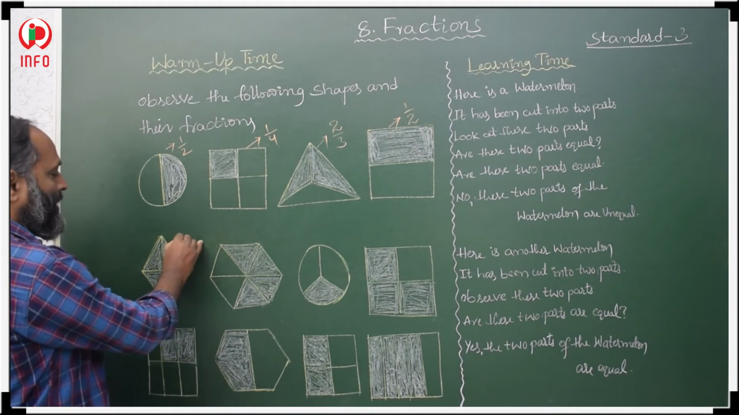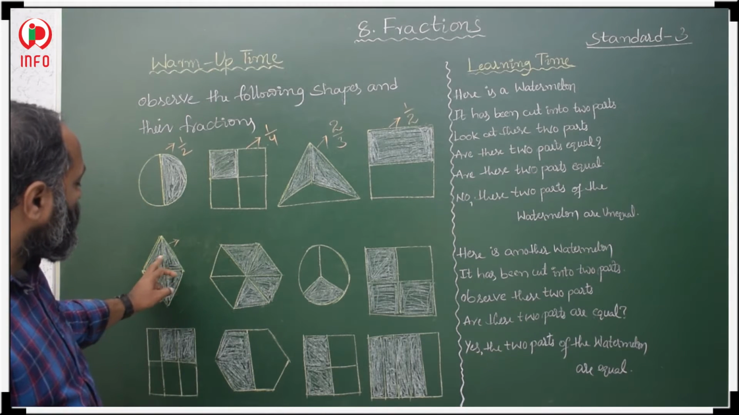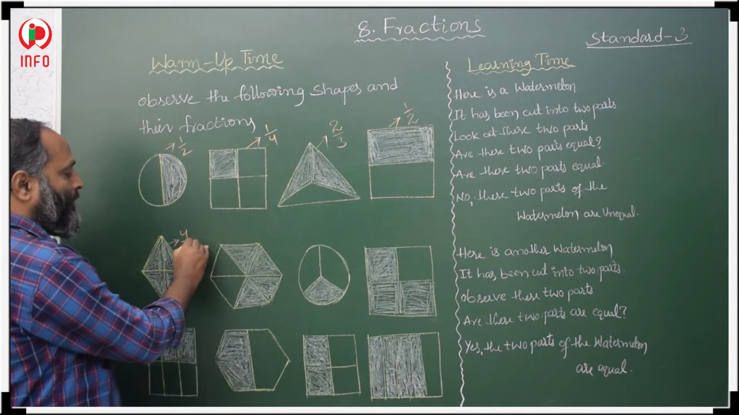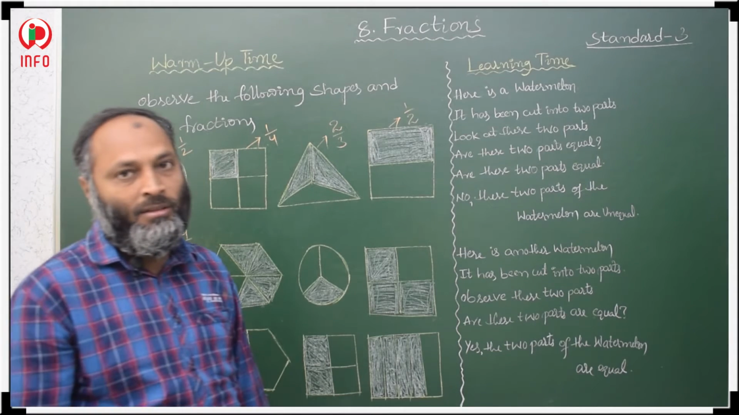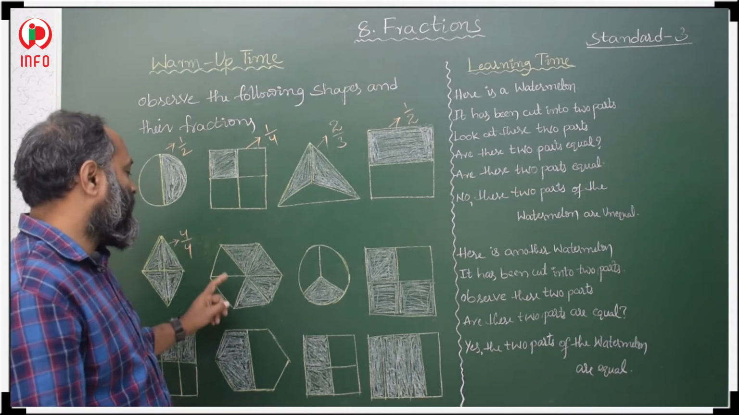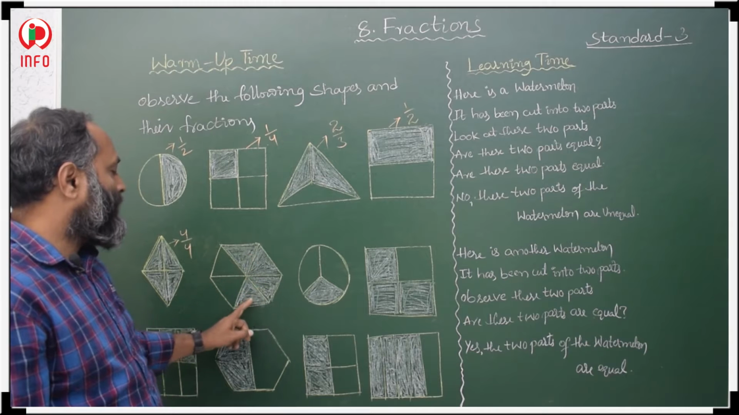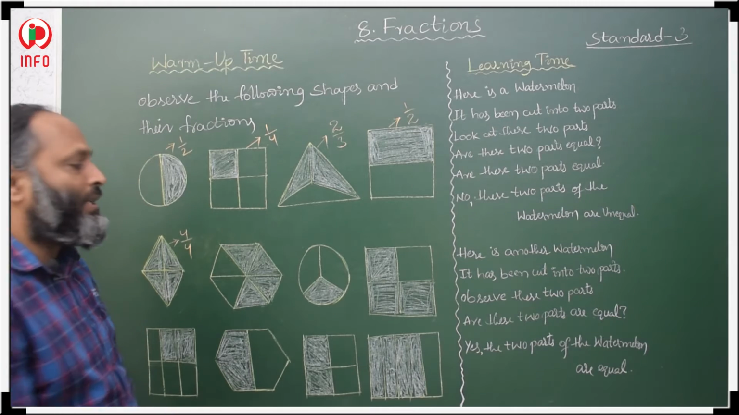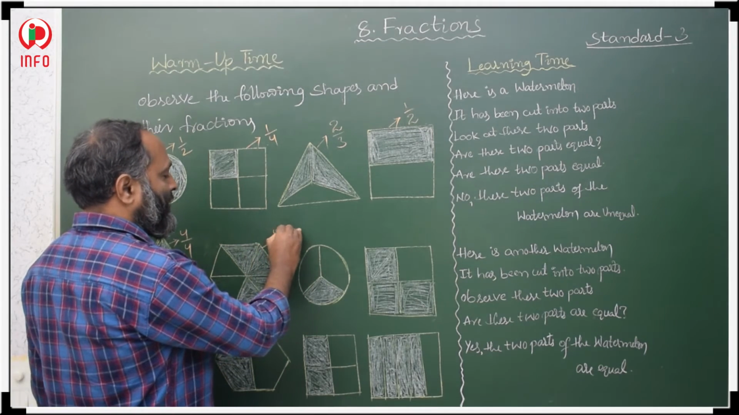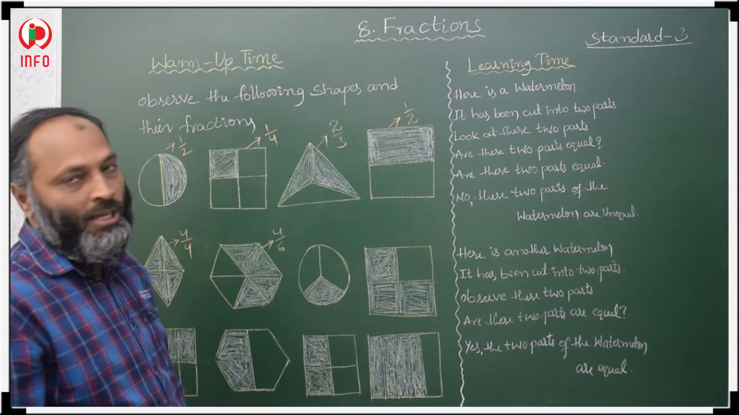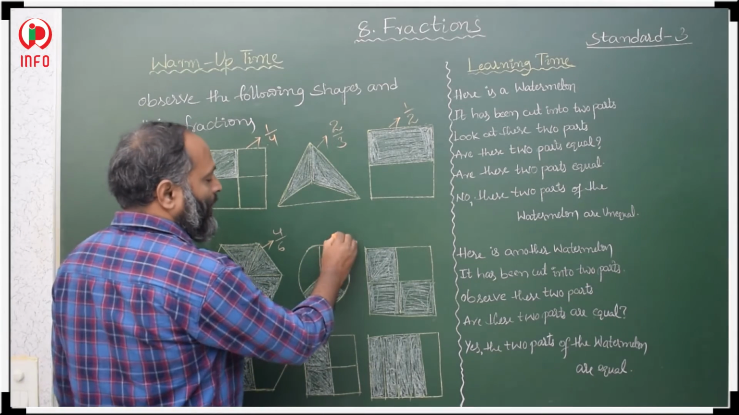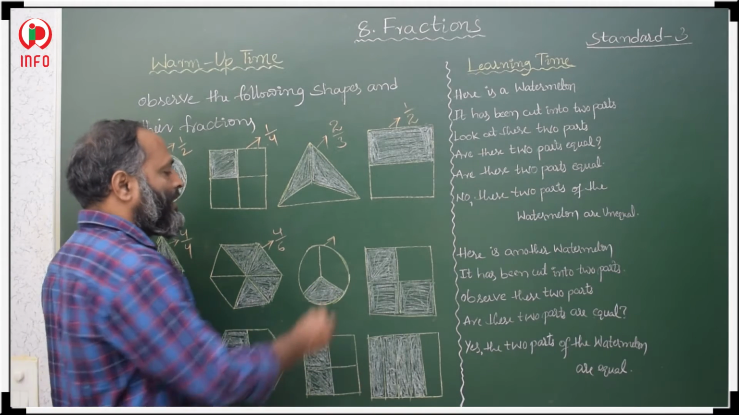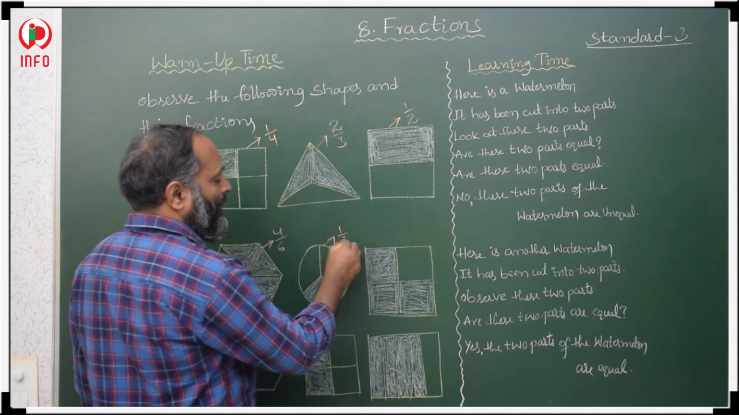Here this is completely divided into 4 equal parts and all 4 parts are shaded. That means 4 by 4. Here 1, 2, 3, 4, 5, 6. In total 6 equal parts, and 1, 2, 3, 4 parts are shaded. So the fraction is 4 by 6, shaded parts by total equal parts. And here, total how many equal parts do we have? 1, 2, 3. In these 3 equal parts, one part is shaded, 1 by 3.